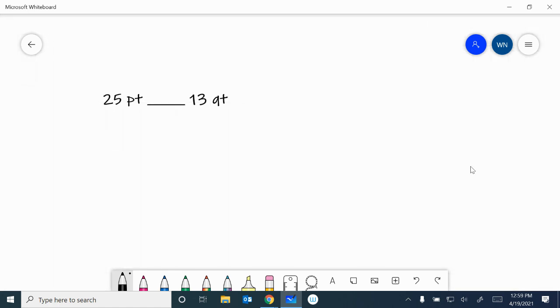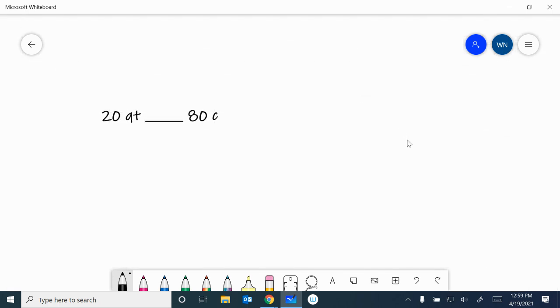Go ahead and try 25 pints, 13 quarts. Which one is bigger? Use your greater than, less than, or equal to signs. For this one, I know that there are 2 pints to every quart. So if I do 2 times 13, that would get me 26 pints. So I know that 13 quarts equals 26 pints. So 25 pints is less than 13 quarts.